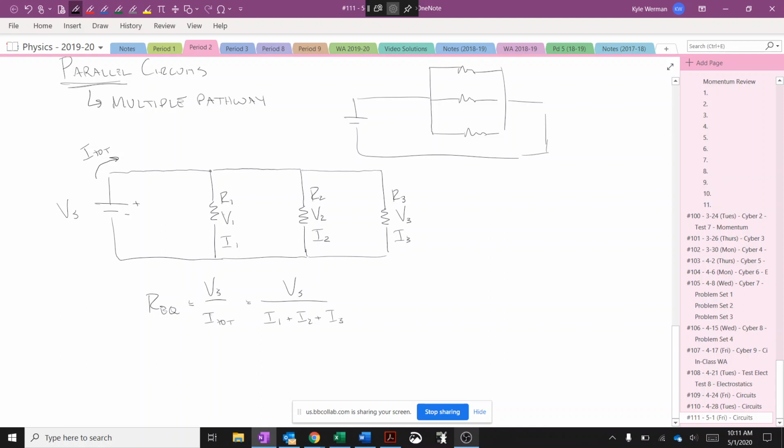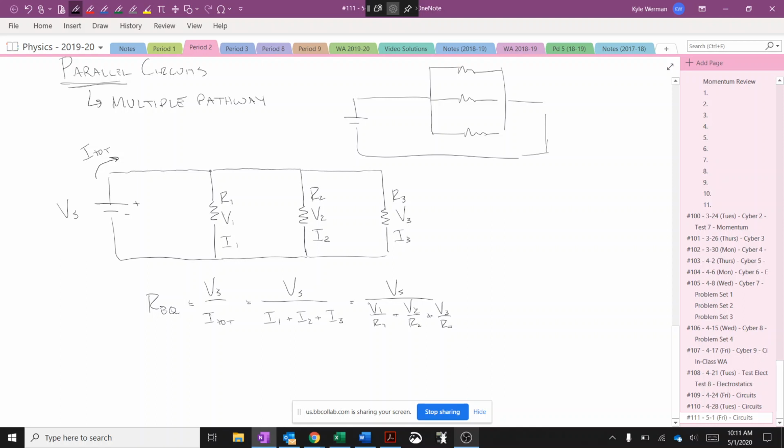But if this water was splitting along 3 pathways and then merging back together, right, it would make sense that the currents through each of those 3 would just add up to that total. And Ohm's law says that each of those currents would be equal to their voltage over their resistance, V2 over R2, V3 over R3. So if I were to add the currents, that's really another way to show that.